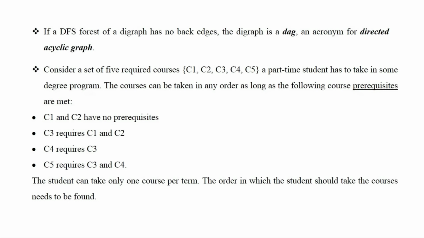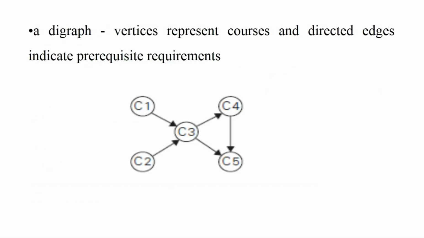The student can take only one course per term. The order in which the student should take the courses needs to be found out, which can be done by using the topological sort. So a diagram is drawn to illustrate this particular scenario. The courses C1 and C2 are independent of any other course. So these two vertices are representing courses C1 and C2.